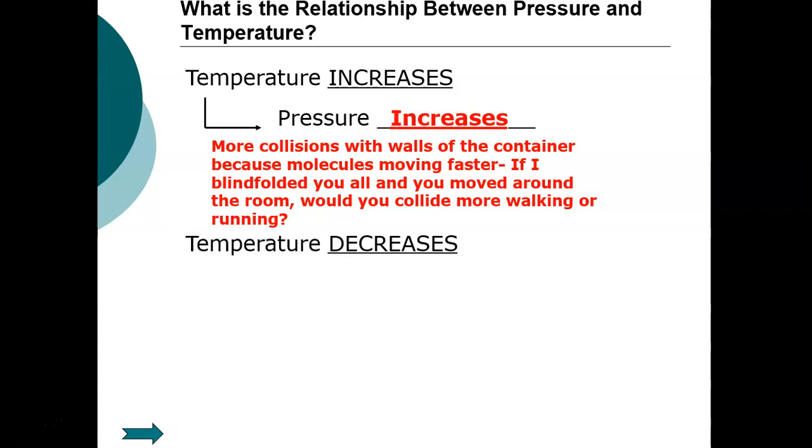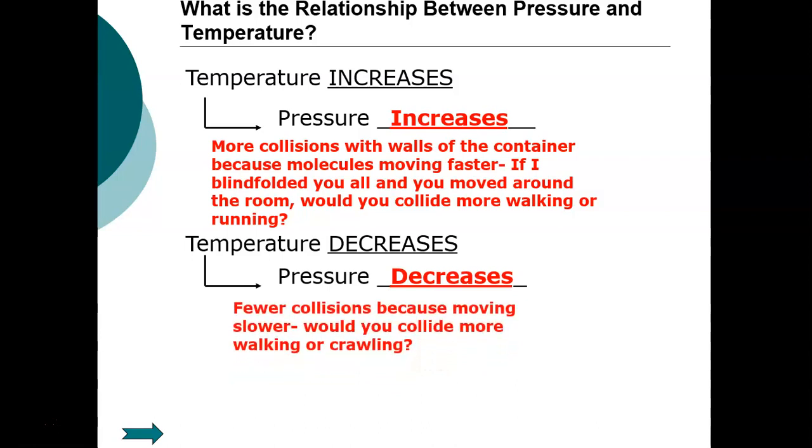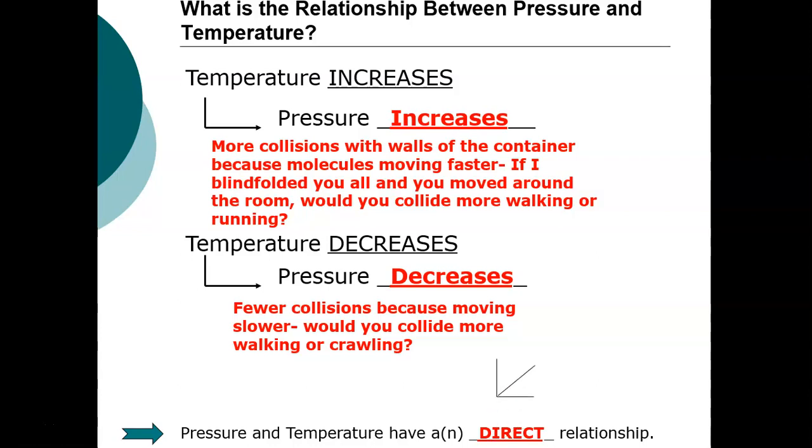So likewise, if the temperature decreases, the pressure is going to decrease. And that's because there are fewer collisions because the molecules are moving more slowly. So would you collide more if you were walking or if you were crawling? Walking, presumably. So that means that pressure and temperature have a direct relationship. As one increases, the other increases, and vice versa. One decreases, the other decreases. And so if we were to sketch a graph of that, it would look like this.